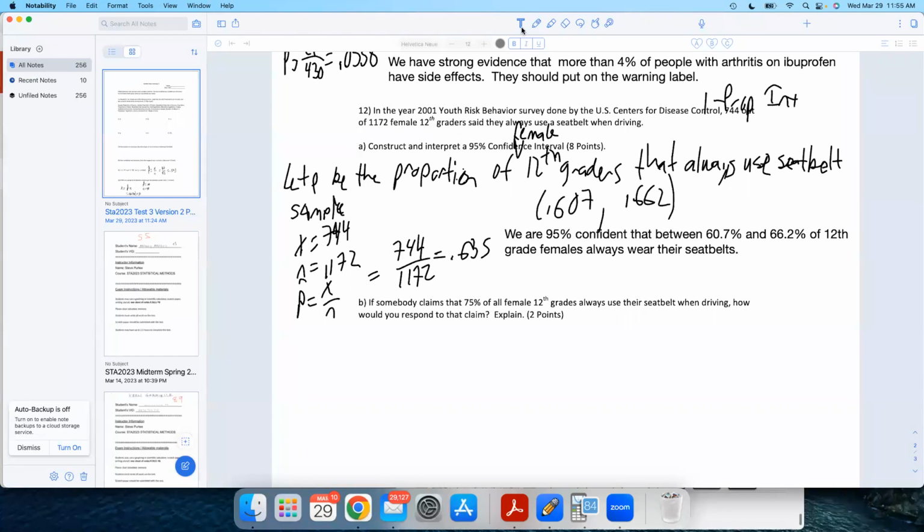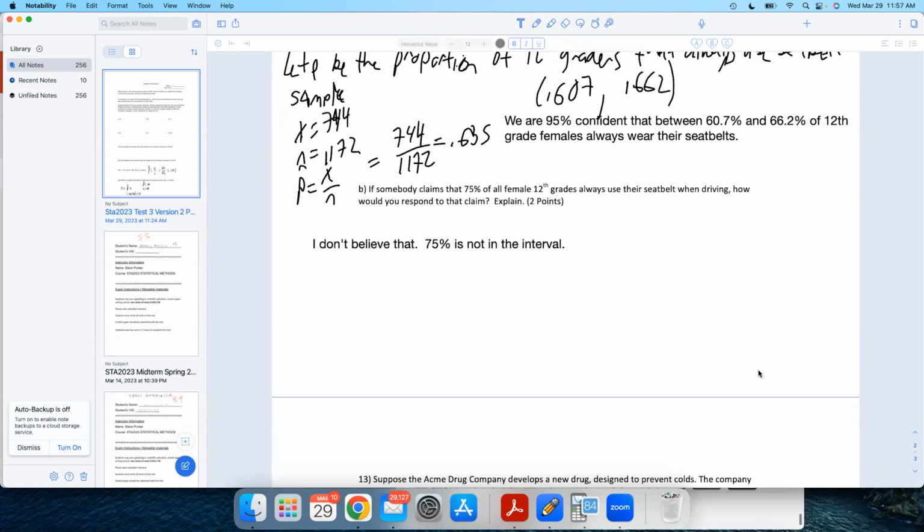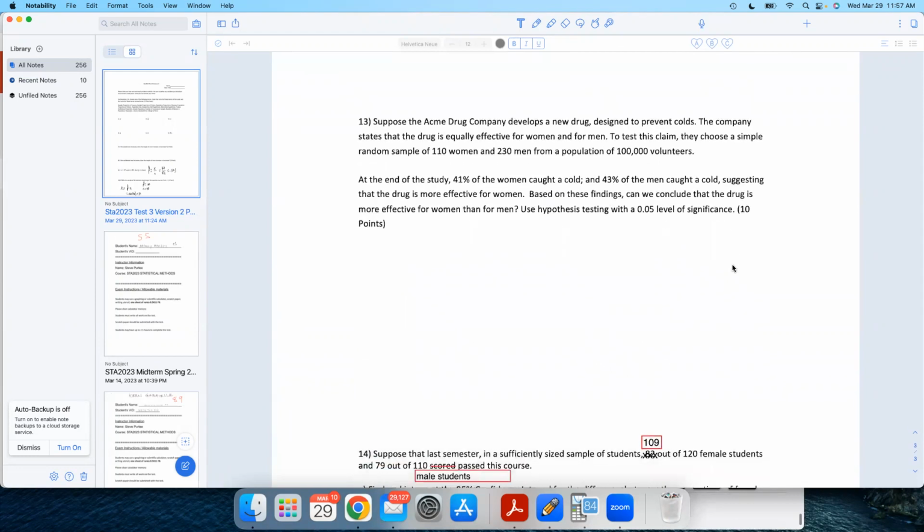So you don't have to do anything crazy here. Just say, I don't believe that. 75% is not in the interval. You're done. That's it. There's not a whole lot of work there. So it's only worth 2 points. Okay.